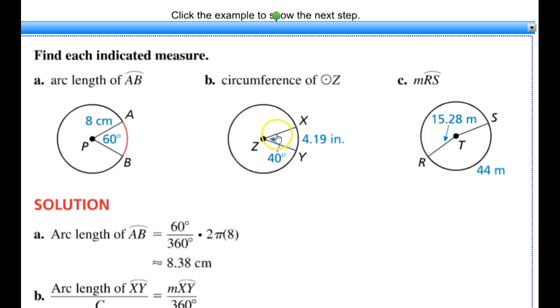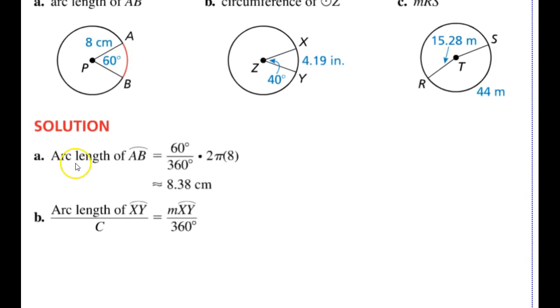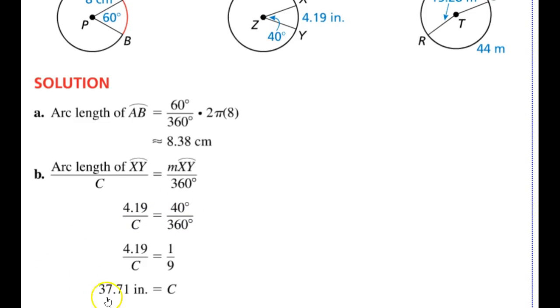Now I'm trying to find the entire circumference. I'm given the internal angle, and I'm given the arc measurement. So I've got the arc length over the circumference equals the measure of that angle over 360. Let's plug in what I know. I know my arc length is 4.19. My central angle was 40 degrees. So I plug in the things that I know. Now I can just cross multiply and solve for C. So I know that C is about 37.71 inches.